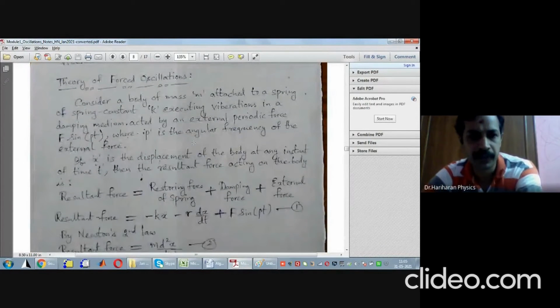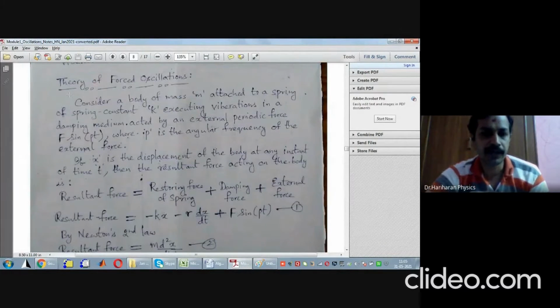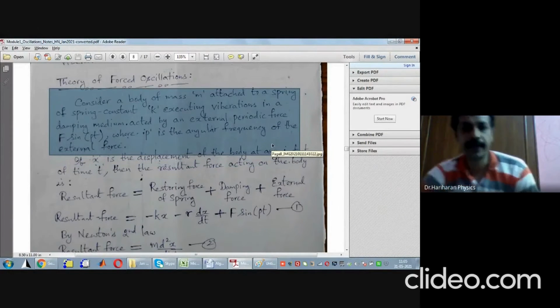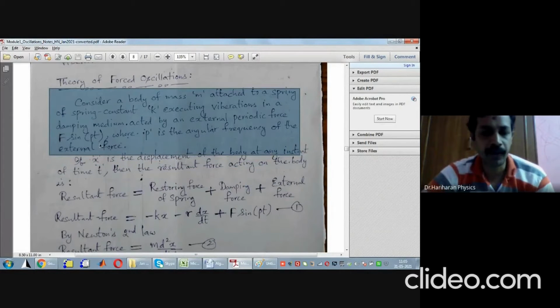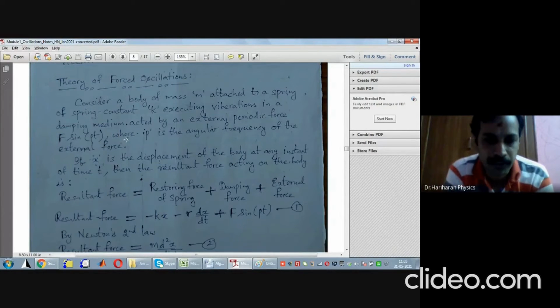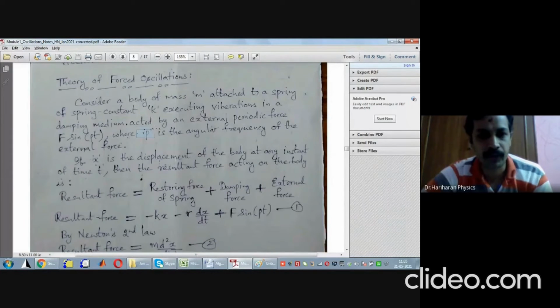Vibrations introduction is done. Now look here. Consider a body of mass m attached to a spring of spring constant k, executing vibrations in a damping medium acted on by an external periodic force. The external periodic force is given by F sin(pt), where p is the angular frequency of the external force, that is, the frequency with which the father pushes the swing. And F stands for the amplitude of the external force.